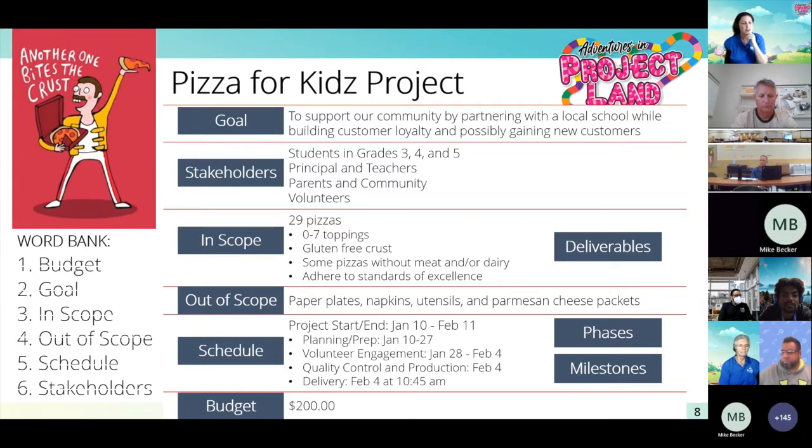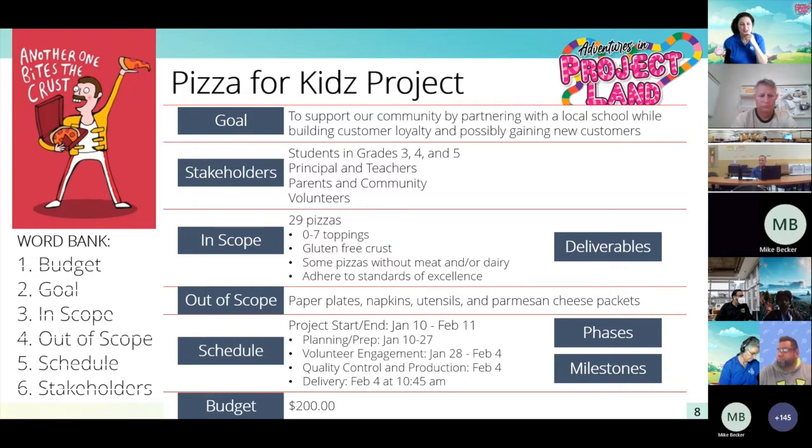Okay. And thinking about the toppings and the gluten-free crust and meat and dairy and all of those standards, what are those? What do you guys think? So those details that we need to deliver are what? Deliverables. Okay. And now moving on, we said that those paper plates and napkins and utensils are already being provided. So what are those? Yes, you guys are quick on the draw. I love it. Thanks for playing with me in the chat. Those are indeed out of scope.